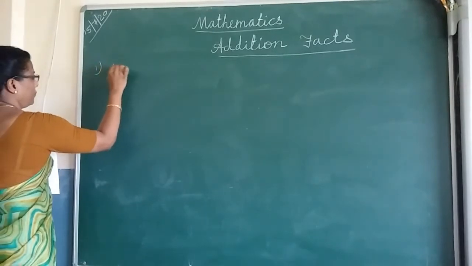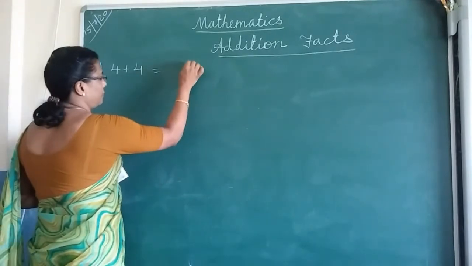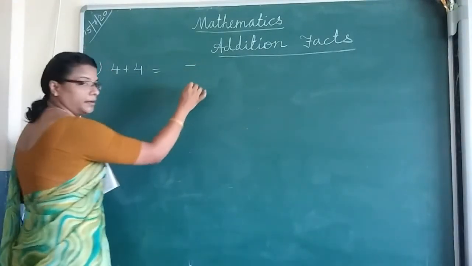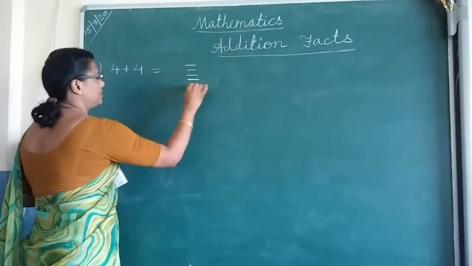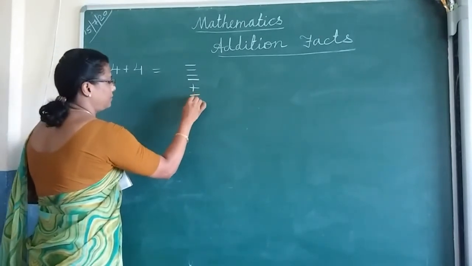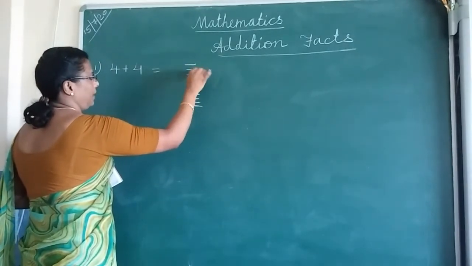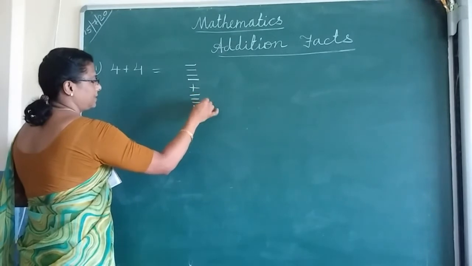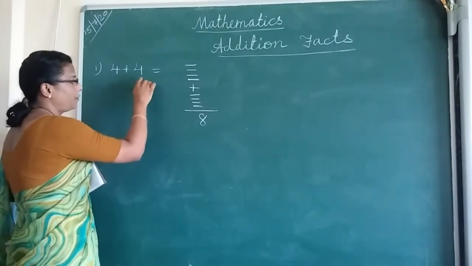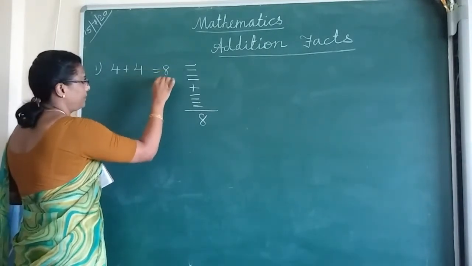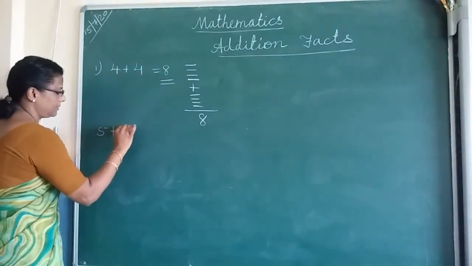First one, 4 plus 4. Draw 4 lines. 1, 2, 3, 4. Plus 4. 1, 2, 3, 4. Now count: 1, 2, 3, 4, 5, 6, 7, 8. 4 plus 4 is equal to 8. Next one. 5 plus 7.